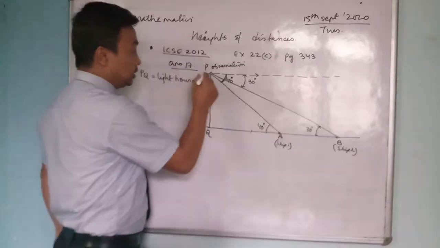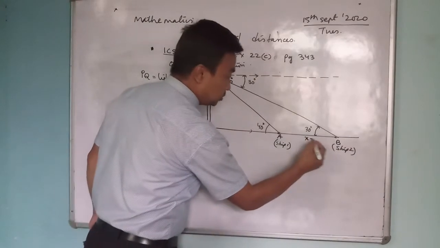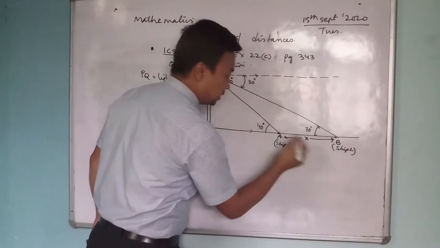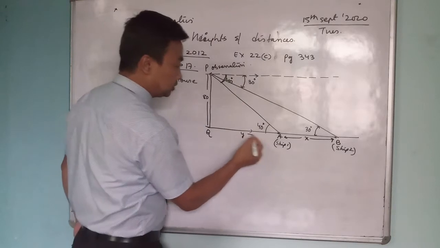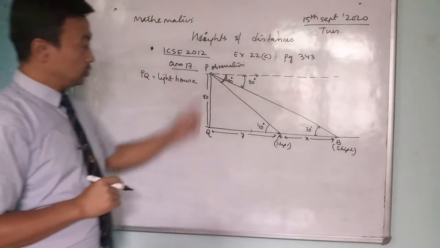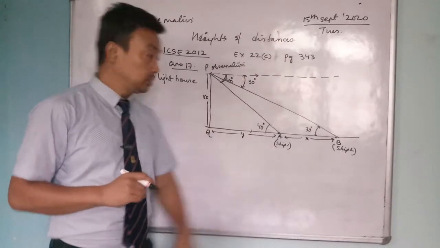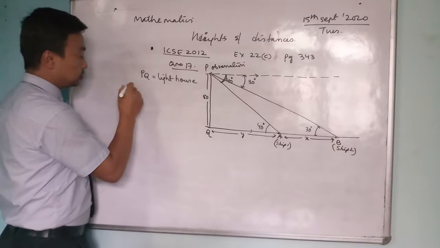So this is your perpendicular. Let the distance between the two ships be x. You can give it any name. Let the distance between the first ship and the lighthouse be y. So now you have to take out two right angle triangles, use the trigonometric table and solve it.